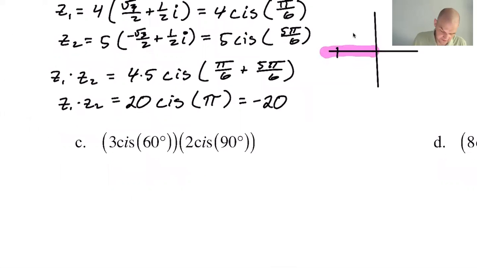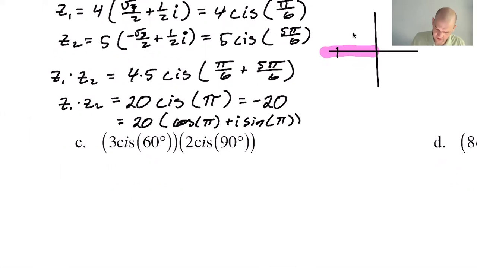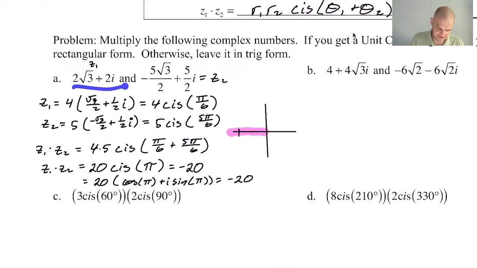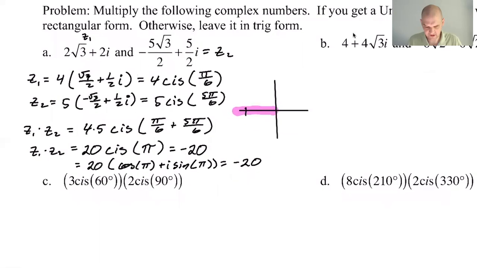You could also just do 20 times cosine of pi plus i sine of pi. So the cosine of pi is -1 and the sine of pi is 0. So this gives me negative 20, either way I do it. These are pretty ugly complex numbers, I would say. Who am I to judge? But I think that these are not great looking. But when you multiply them, not only do you get something nice, you just get a real number, right? You get negative 20 plus 0i, I guess, if you want it to look like a complex number.